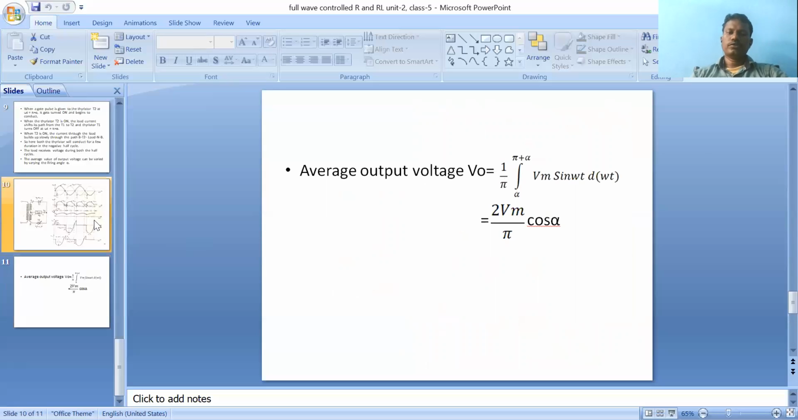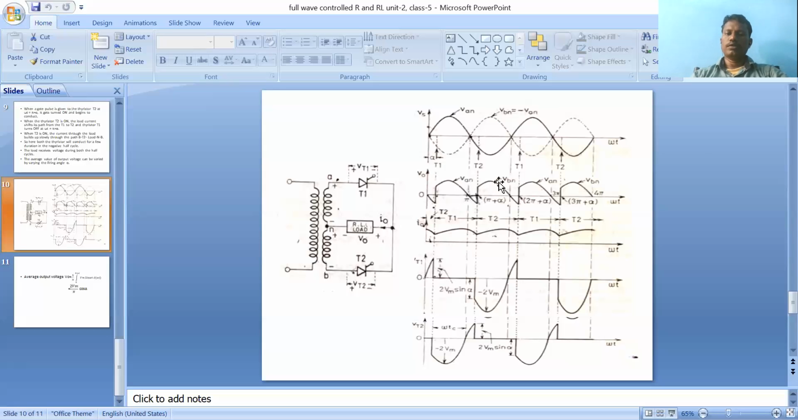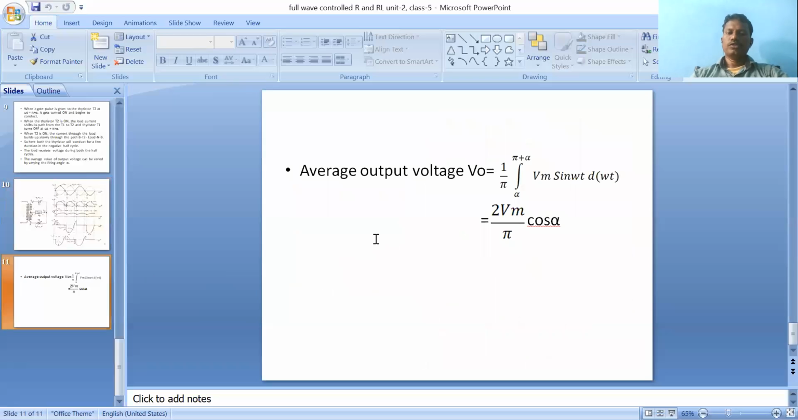One more thing: it is also called a two pulse converter. Simply said, the full bridge converter, full rectifier, is also two pulse. So 2 pulse means 2 by 2 pi, the 2s cancel, and we get 1 by pi, from alpha to pi plus alpha. The limits change: for an R load only, alpha to pi only; for an RL load, alpha to pi plus alpha. So the average output voltage is 2 Vm by pi cos alpha. Then we calculate the load current, the input volt amperes, and finally the input power factor. We get different waveforms, so we should derive that.